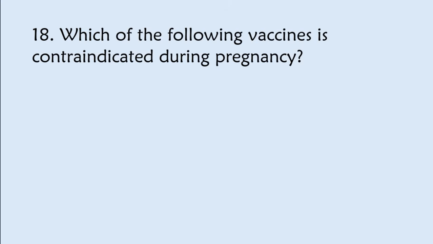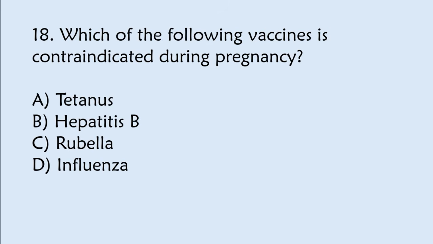Which of the following vaccines is contraindicated during pregnancy? Tetanus, hepatitis B, rubella, influenza. Correct answer is option C, rubella.